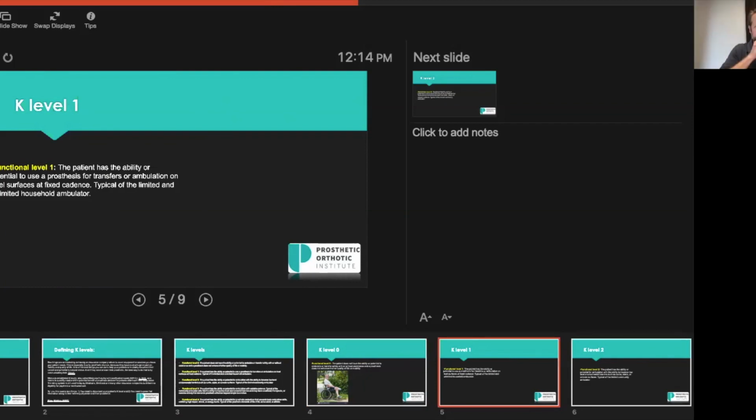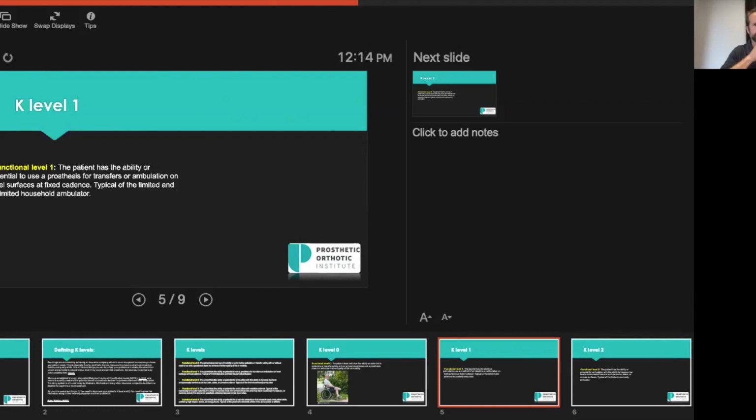Okay. So a K1 level function would be a patient who is specifically going to be using their prosthesis for household ambulation. They have the ability, or potential with a prosthesis, to ambulate and do chair transfers on very even terrain. A prime example of this would be a patient who is homebound, someone whose goal is to strictly get up, make it to the toilet, make it to do hygiene, make it down to physical therapy, right? Someone who has assistance during ambulation.